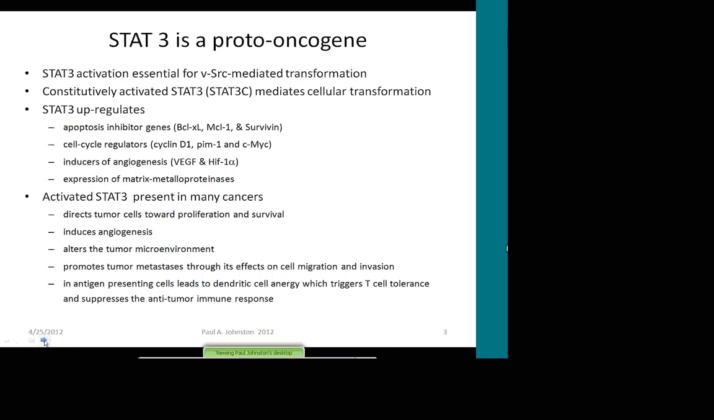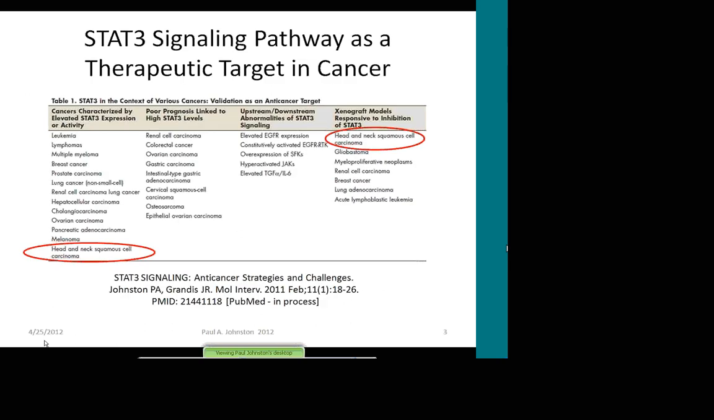activated STAT3 is present in many cancers. It directs tumor cells towards proliferation and survival, angiogenesis, alters the tumor microenvironment, promotes metastasis, and also leads to suppression of anti-tumor immune responses.